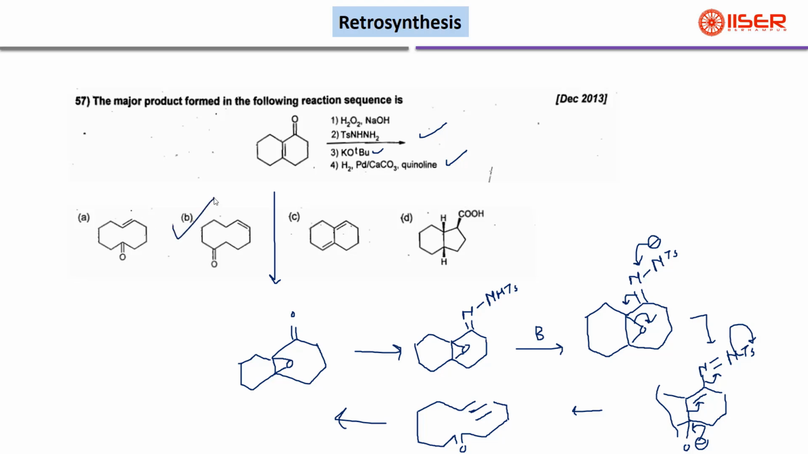So the correct option is option B. It will always give a syn double bond. It will always give a syn hydrogenation. So both the hydrogens will be added from the same plane. So the correct option is B.